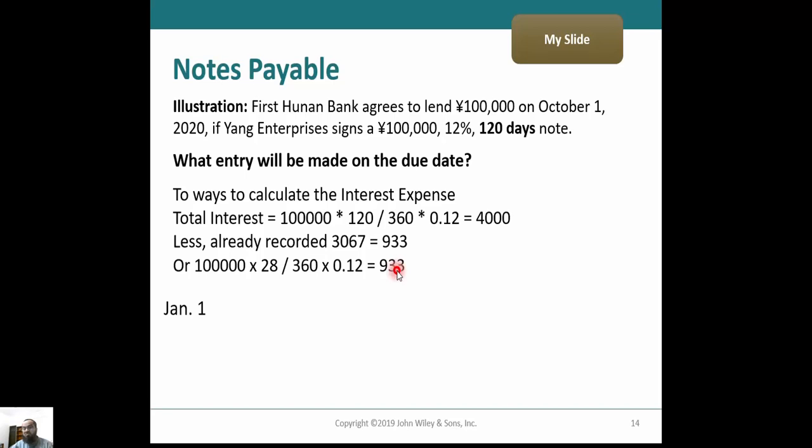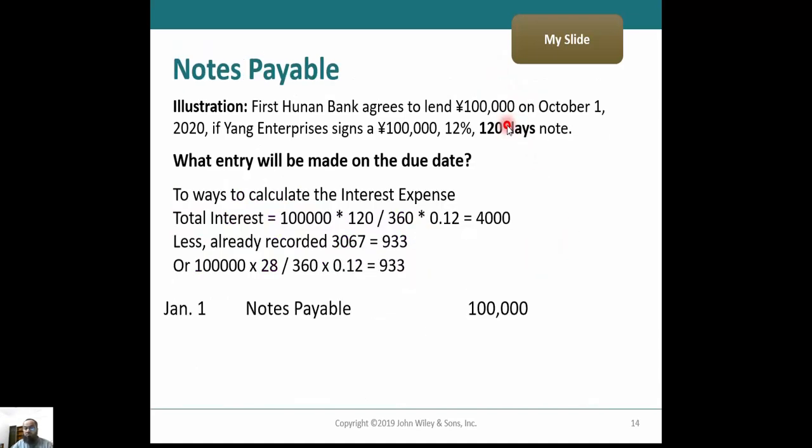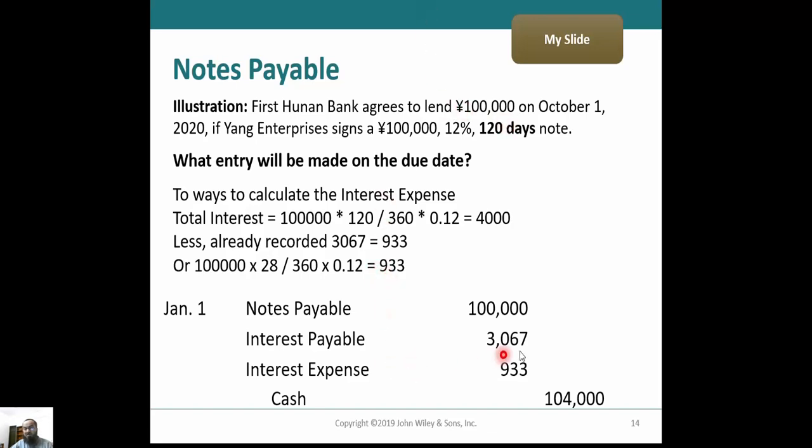But we will pay not just 933, we will also pay this 3,067, and we will also pay this 100,000 face value. So how much will we pay? Notes payable debit, interest payable debit 3,067, which we recorded on 31st December, and interest expense debit 933 as we just calculated, and cash credit 104,000. So this completes the accounting for notes payable, and in the other videos we will see some other liabilities.